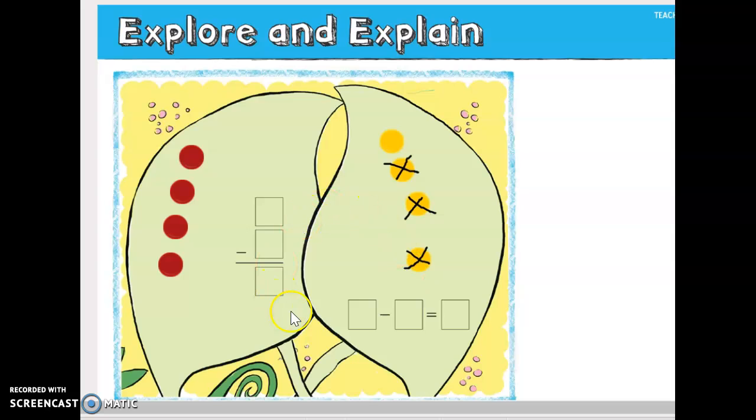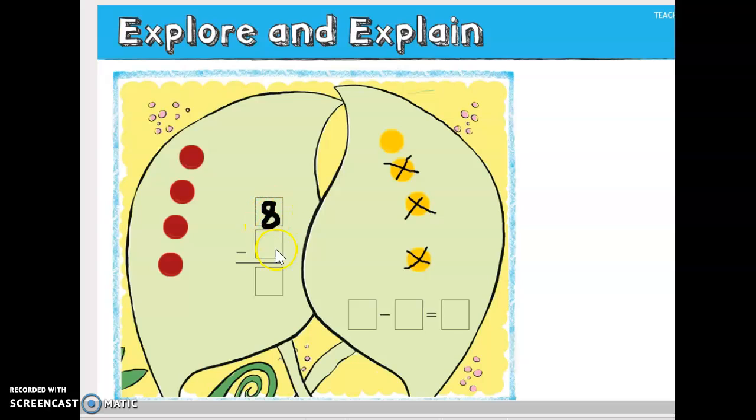All right, so we're going to make our number sentences right here, and we're going to go both ways. We're going to go vertical and we're going to go horizontal. So here we go. How many did we have in all? We have to count up all our bugs to know. So we have 4 red ones and 4 yellow ones. 4 plus 4 is 8. Great. So let's go ahead and write our 8 right here.